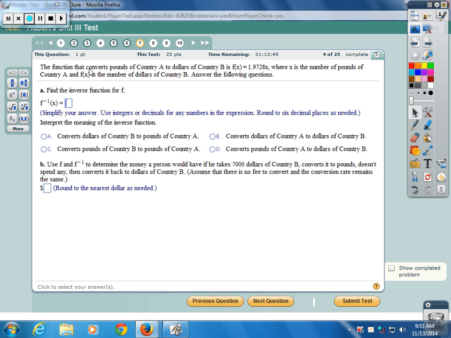All right, the function that converts pounds of country A to dollars of country B is given, where x is the number of pounds of country A and f of x is the number of dollars of country B. Answer the following question. Find the inverse function for f. So find the inverse function of this. Interpret the meaning of the inverse function.